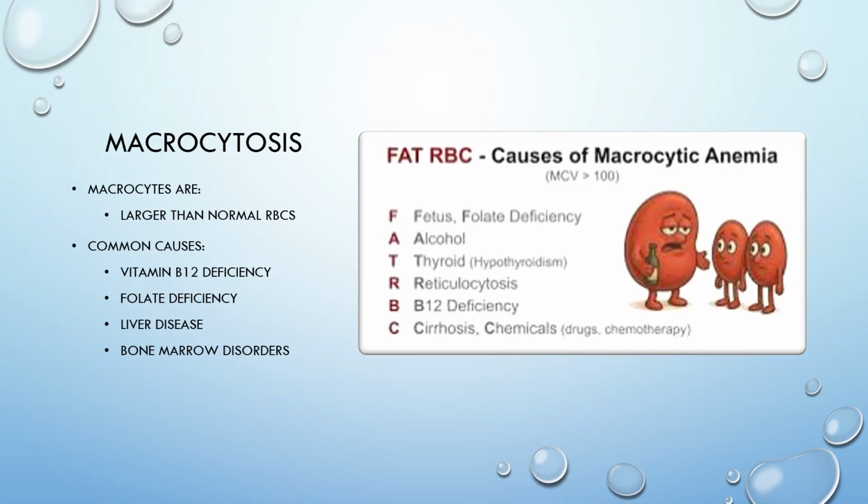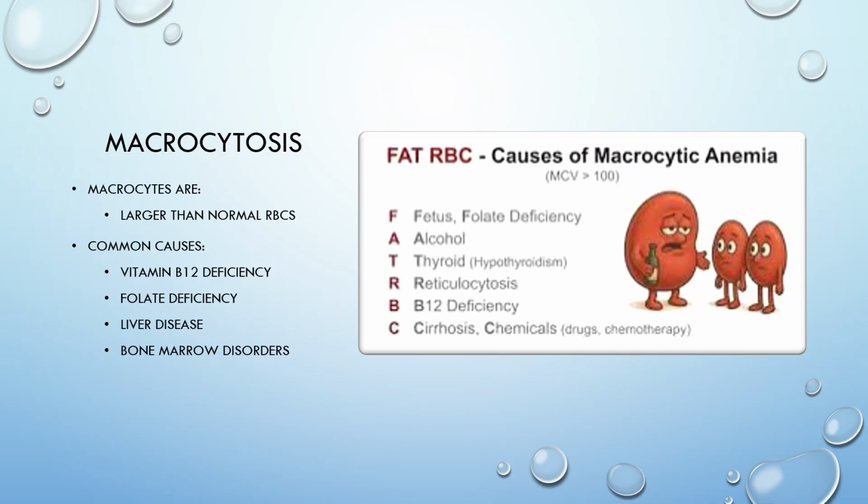One of the most classic causes of macrocytosis involves defects in DNA synthesis, which we commonly see with vitamin B12 deficiency or folate deficiency. When DNA replication slows down, the cell can't divide normally, and the erythrocyte ends up larger than expected. But macrocytosis isn't limited to nutritional deficiencies. Other common contributors include liver disease, alcohol use, certain medications, and some bone marrow disorders.